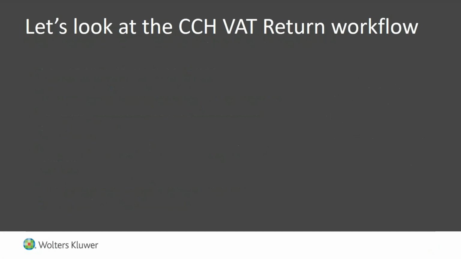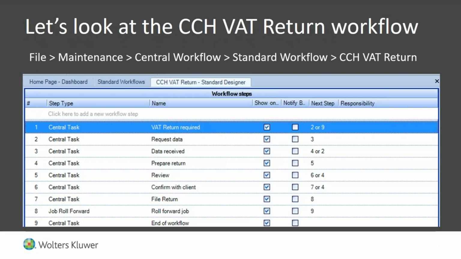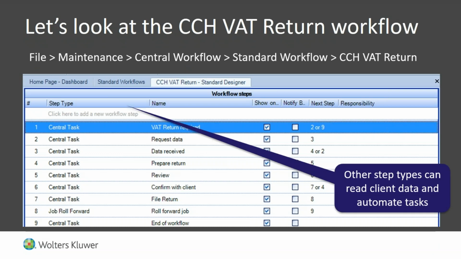One last thing that I will show you are some of the things that you can do to customize those workflows. So within here, you'll see we have the step type. Now, all of the steps that I had in that workflow were the most basic step type, which is called a central task. And what that allows you to do is just simply to tick off a step and say that it's either complete or to say that it's no good. You'll also see here that at step number 8, I had a job roll forward task. So that's what caused the next VAT return to be automatically created.